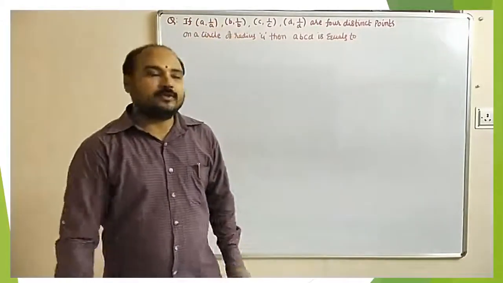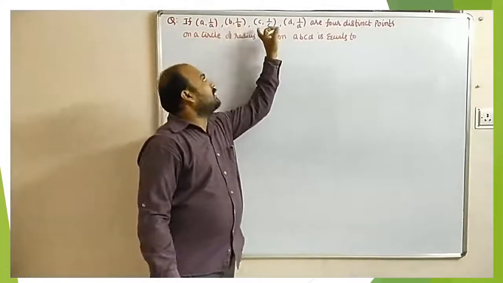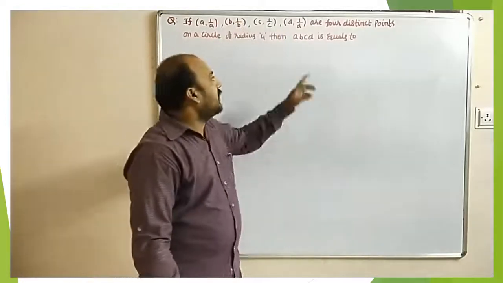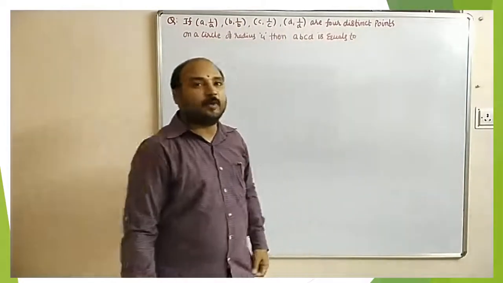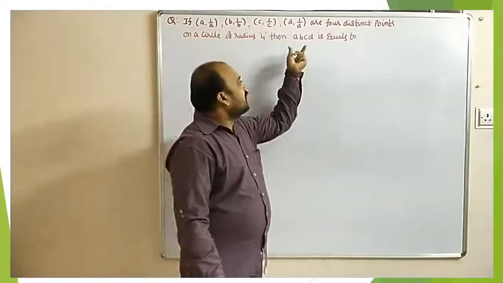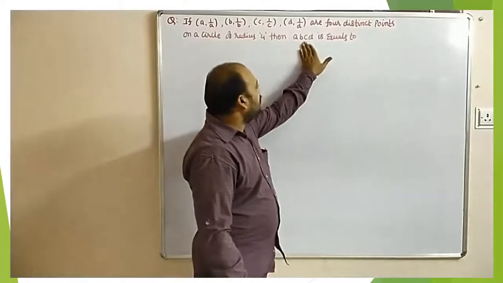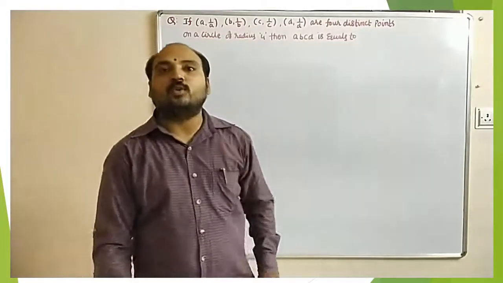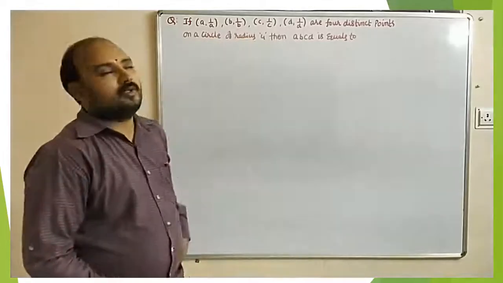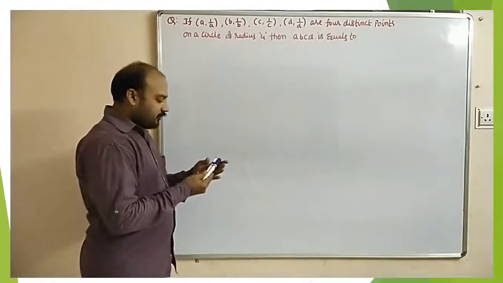We'll move to the next question. If (a, 1/a), (b, 1/b), (c, 1/c), (d, 1/d) are 4 distinct points on a circle of radius 4, then abcd is equal to what? Here I did not mention any options. Multiple choice is not there, but conceptually it is a good question.